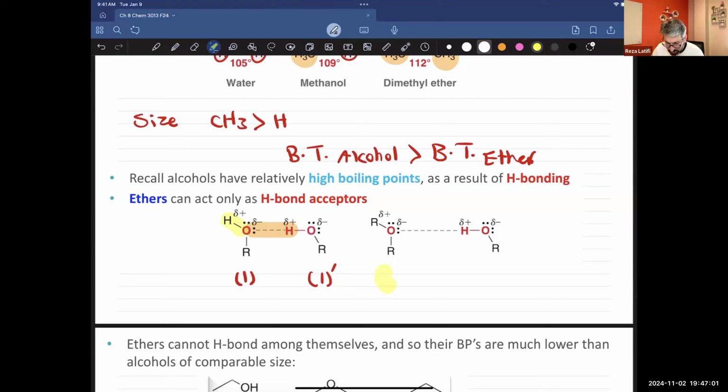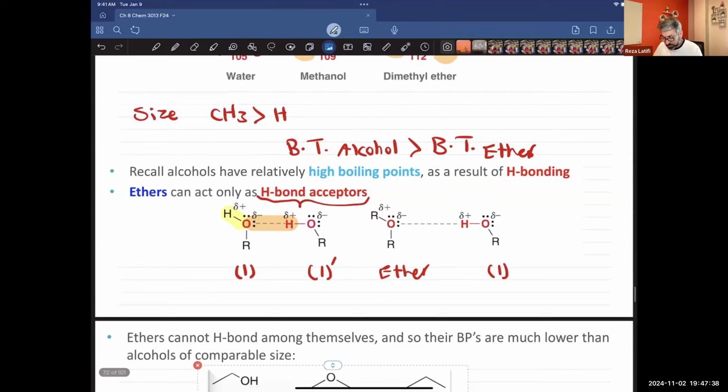Here we have an ether, I'm going to call that one ether, and the second one is alcohol. Alcohol is capable of donating H plus, and ether is capable of accepting. So ether can accept H, but is not capable of donating H plus. That means ethers alone are not going to have hydrogen bonding. Because they don't have hydrogen bonding, they will be left with dipole-dipole and dispersion forces. Their boiling temperature will be less than alcohol.